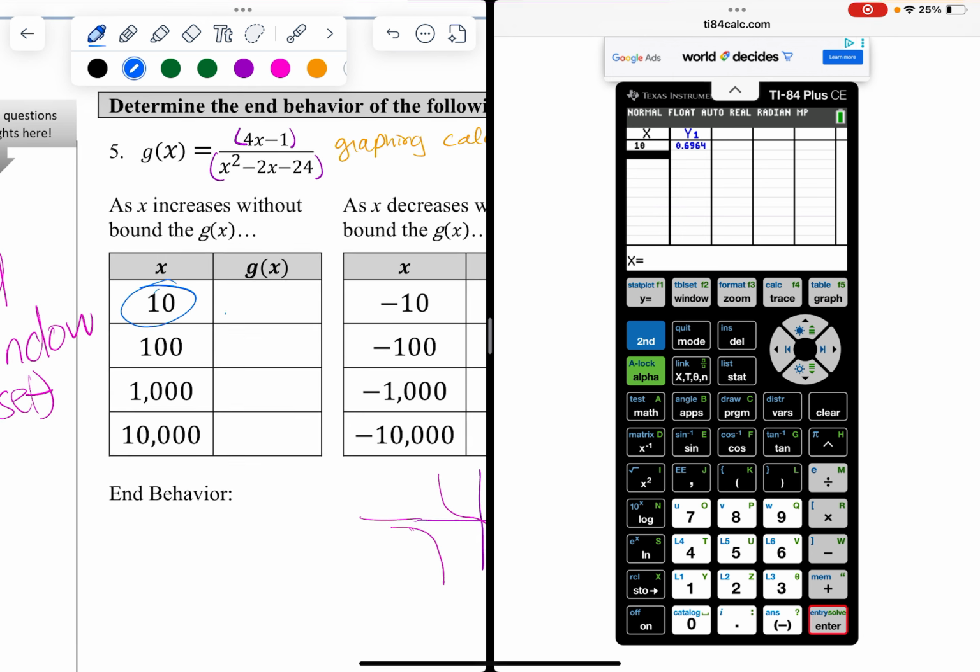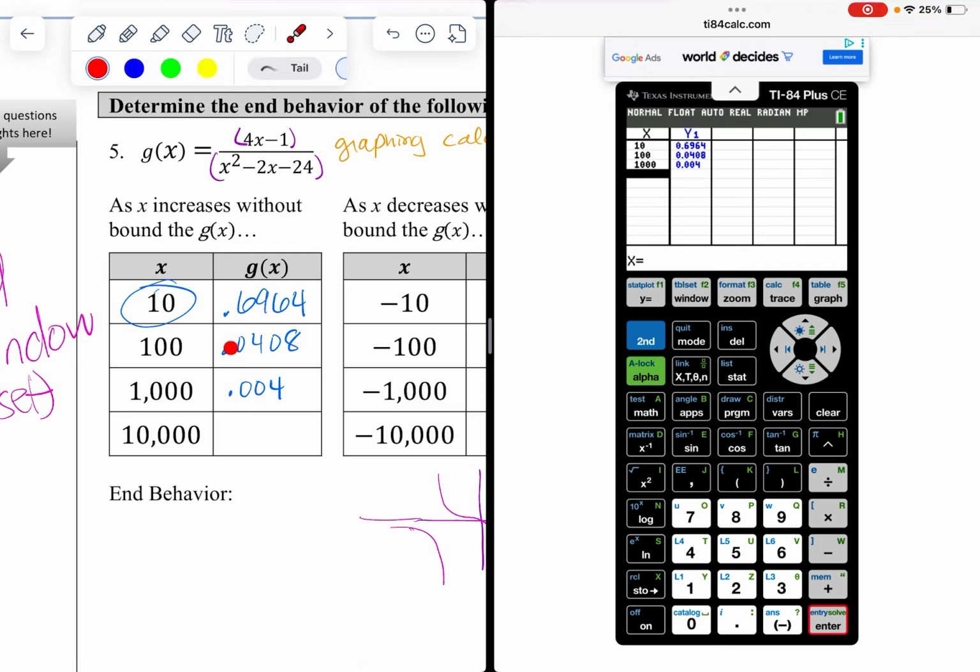And we get 0.6964. Let's plug in 100, and we get 0.0408. Let's plug in 1,000. Whoops, forgot the 1. And we get 0.004. What do we notice about these values of y as we go through?